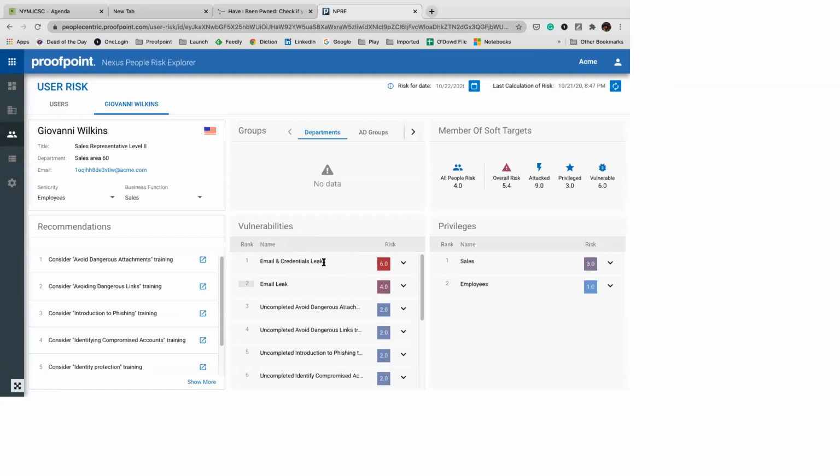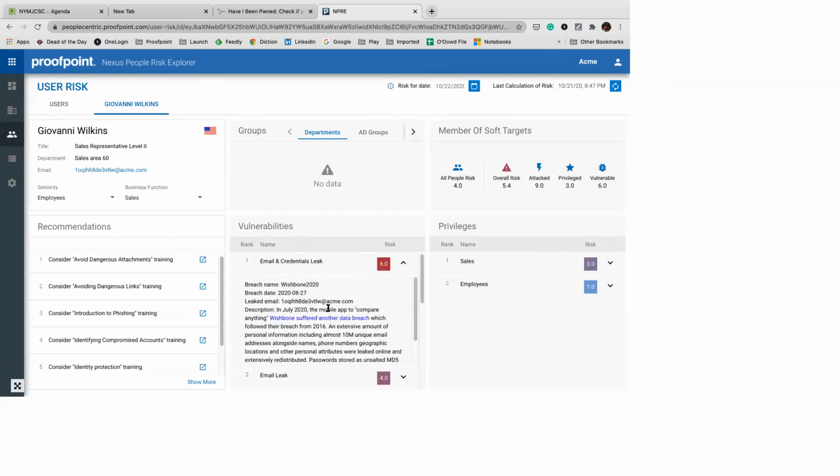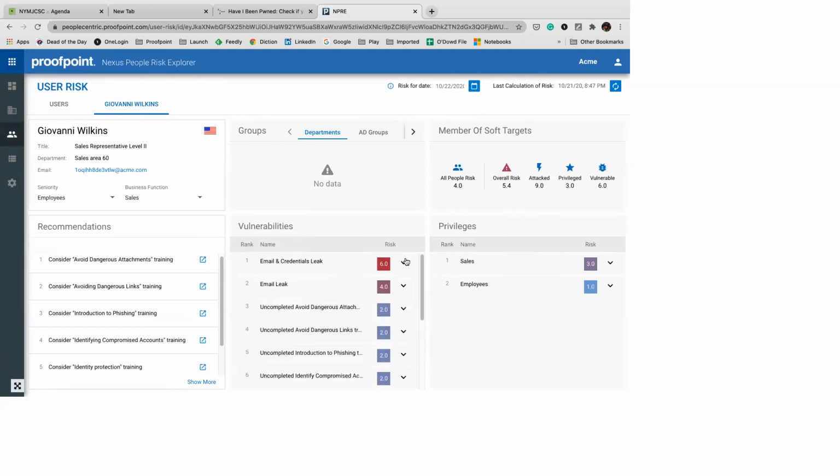So I'll pick on Giovanni, for example, go to this person and learn more about his behavior. What I can see under the vulnerability is that Giovanni is vulnerable because his corporate email and credentials were previously leaked in a public breach. And he's also vulnerable because he didn't complete some awareness training here as well. So that combined, along with a number of other things, gets that overall risk score. And we offer recommendations to reduce risk associated with Giovanni.